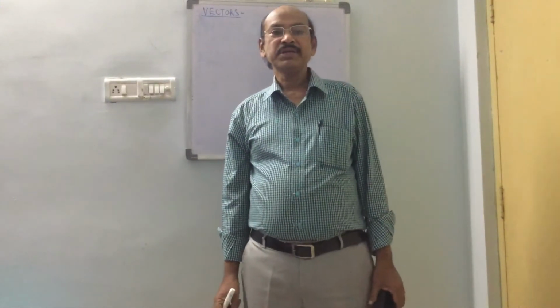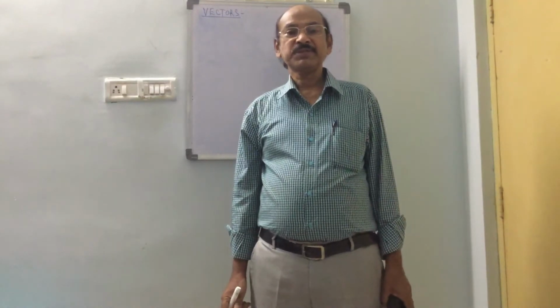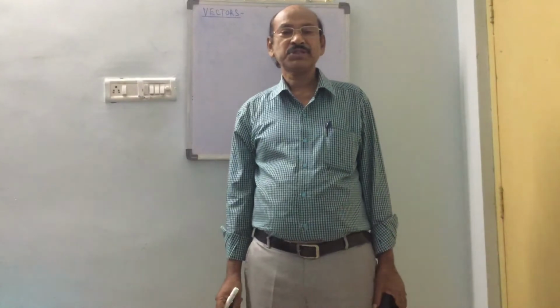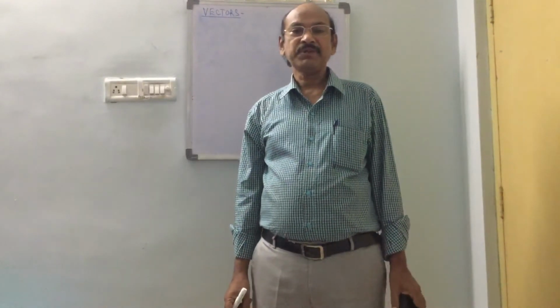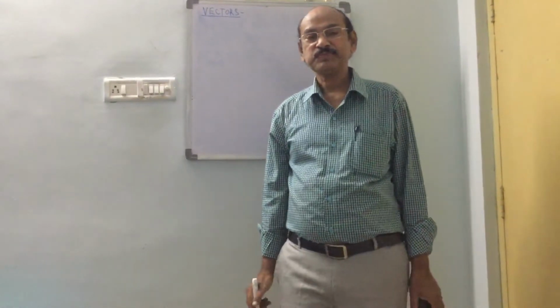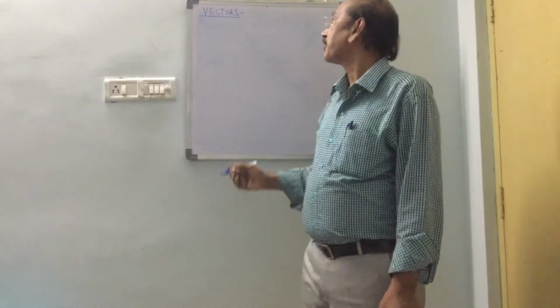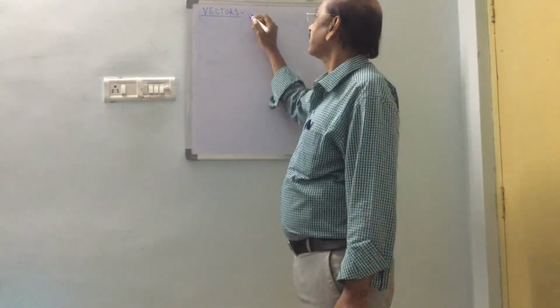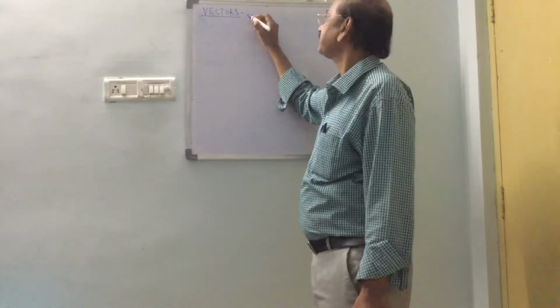Position vector means the vector which represents the position of a point with respect to the origin. So a vector which specifies the position of a point with respect to origin is known as position vector. It specifies the position of the point P with respect to origin O. Now we discuss the resolution of vectors.